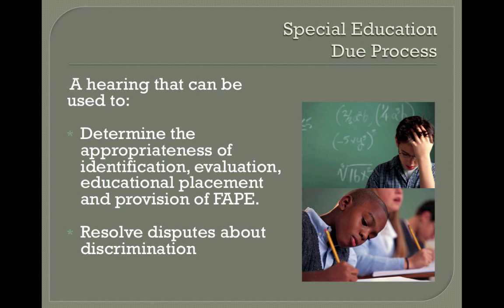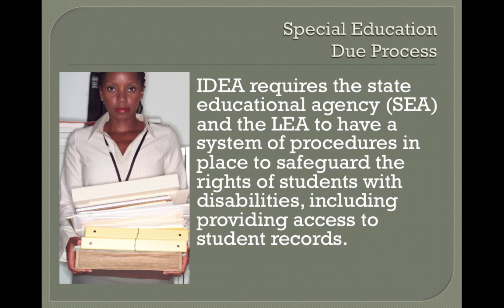A due process is, again, the most formal besides a court of law, and a hearing officer will decide on issues such as related to identification issues, evaluation, placement, and appropriate education. Sometimes there'll also be issues related to discrimination based on disability.